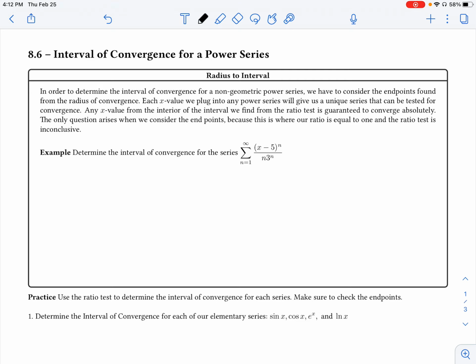And in order to determine the interval of convergence for a non-geometric power series, what we have to do is look at the endpoints found from initially finding the radius of convergence. So essentially the process is going to be pretty much the same as what we've done before.